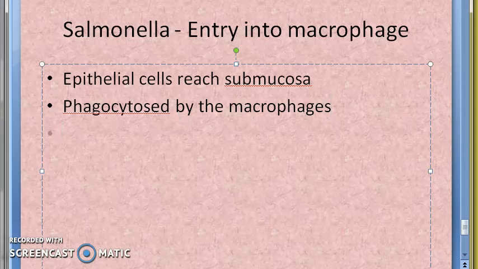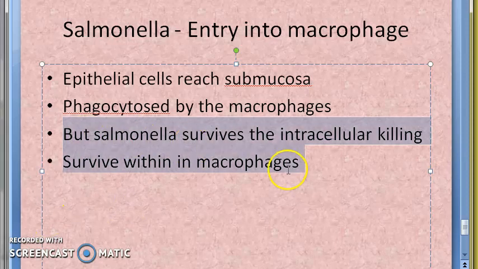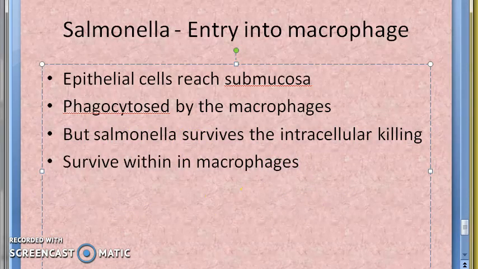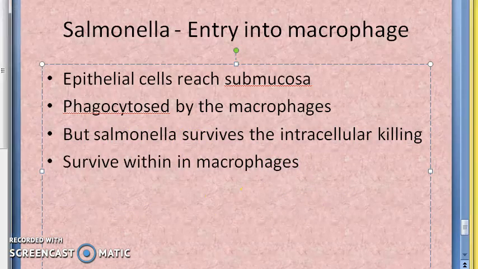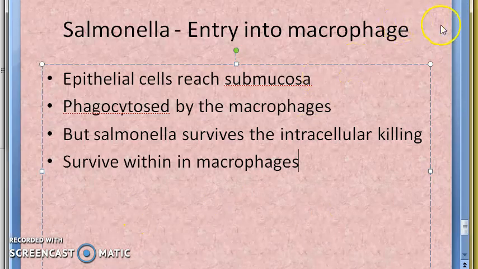Now these Salmonella are very smart. They go and start surviving within the macrophage also. Okay. But the Salmonella survive the intracellular killing and they survive within the macrophages also. Till here have you understood? So the Salmonella actually is very, very smart. See how smart they are, right?